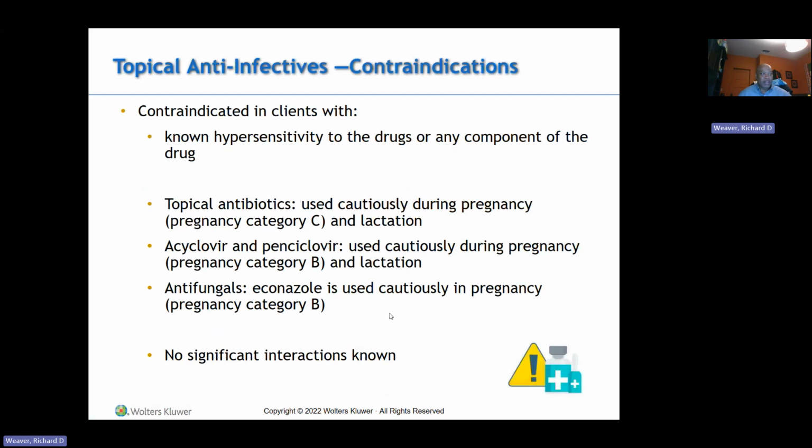It is a category B, as well as in lactation. So it can still be given, and that's the key. It still can be given, but with caution. Your antifungals, such as econazole, are used cautiously in pregnancy, and it is a category B. And again, no interactions are known, and that's what can make them a little safer, especially compared to systemic administration.